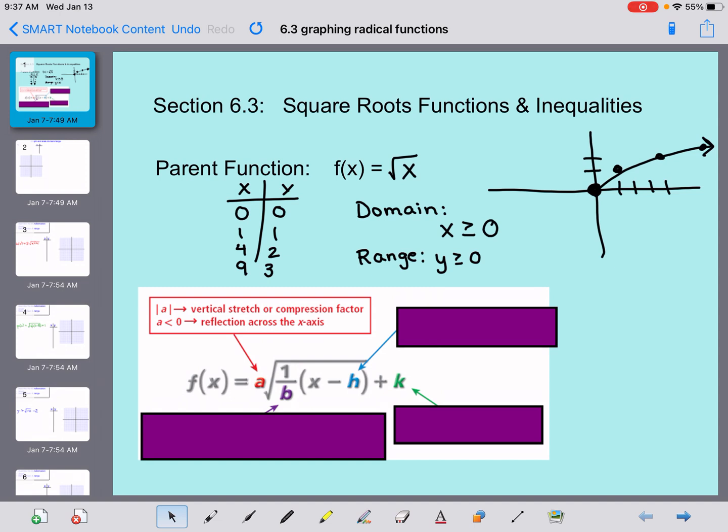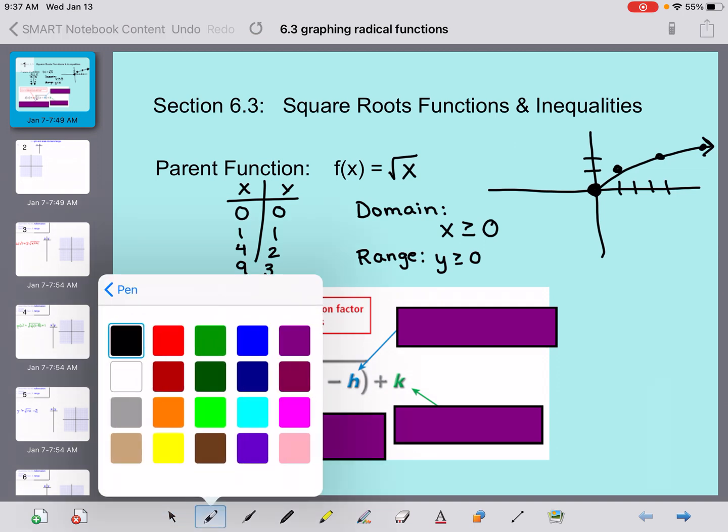You might need to add that into your notes. I'm not writing it on the screen. So rewind and hear it again if you need to. The a value also tells us if there's a reflection across the x-axis. So if the a value is negative, then we're going to reflect over the x-axis.